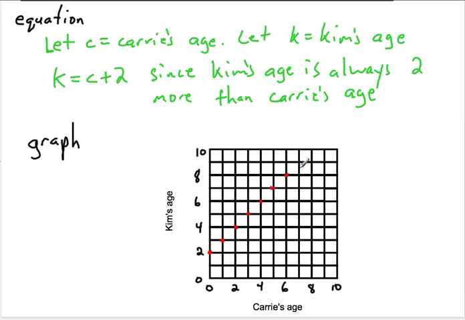And so we can see as we make this graph that this is a straight line. We would call this a linear relationship. It's always going to be different by 2 years. Not all things have a linear relationship, and we're going to talk more about those later on in the year.